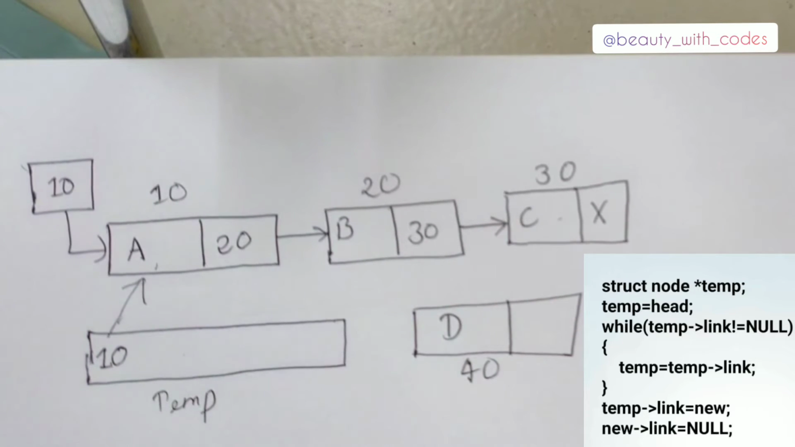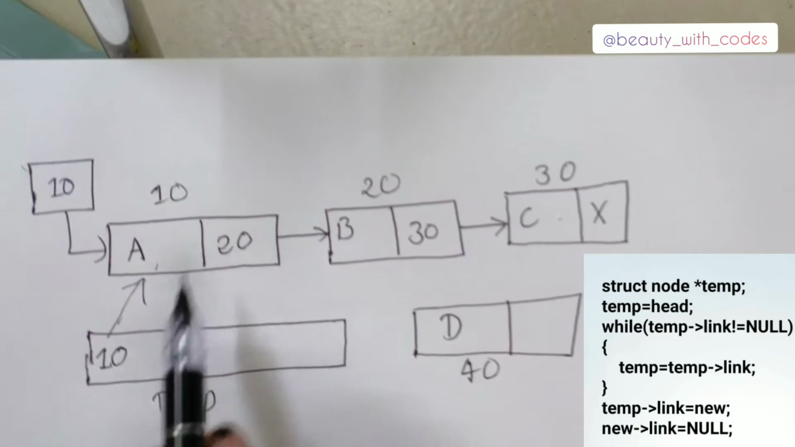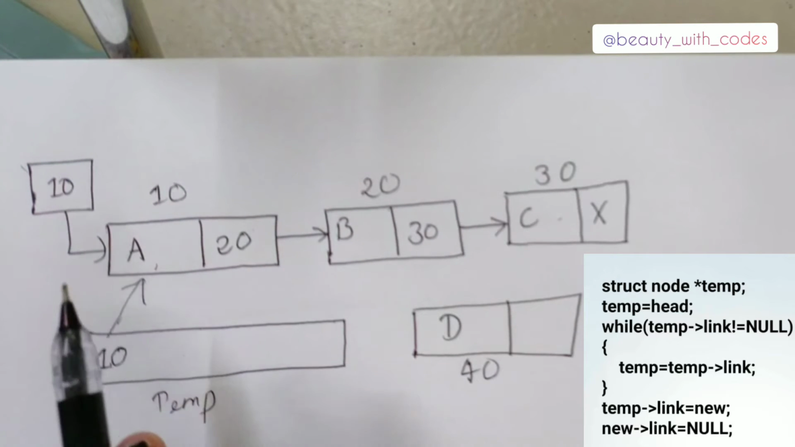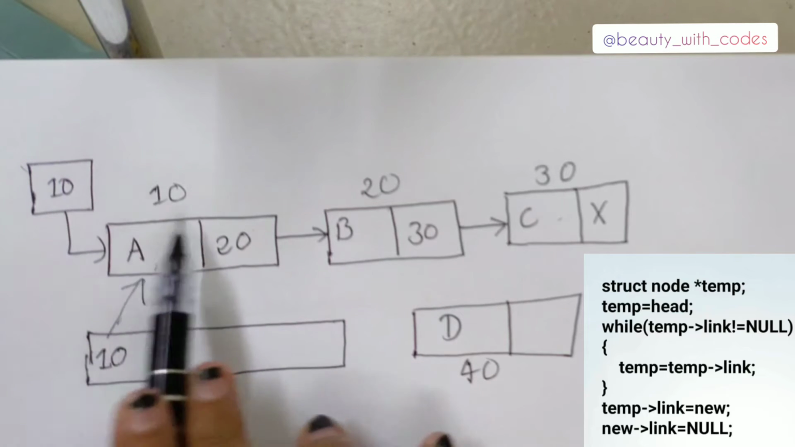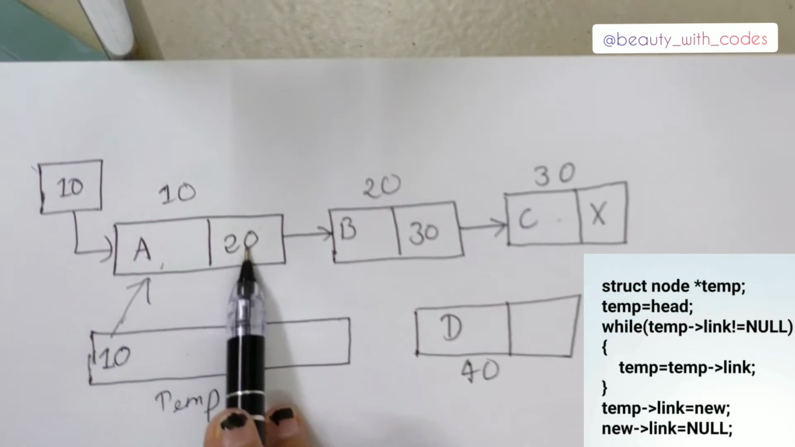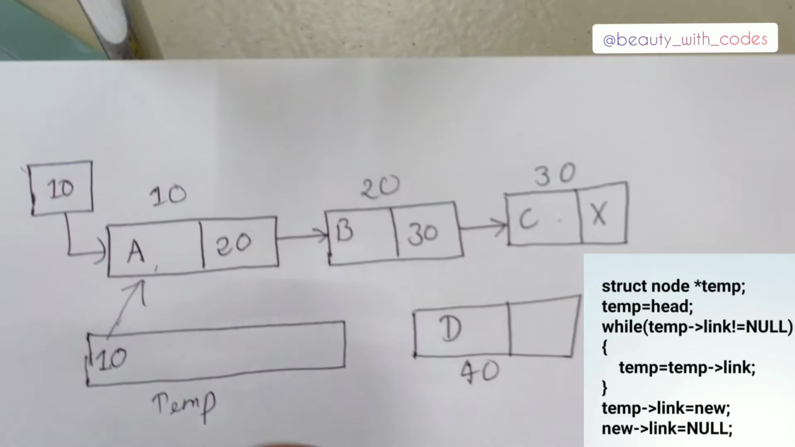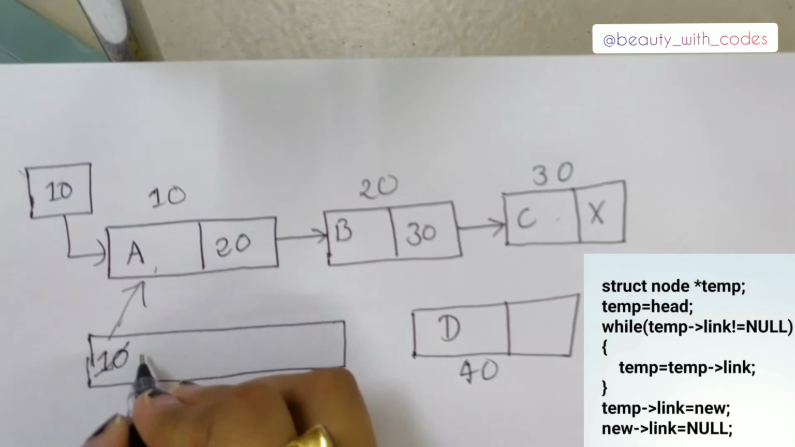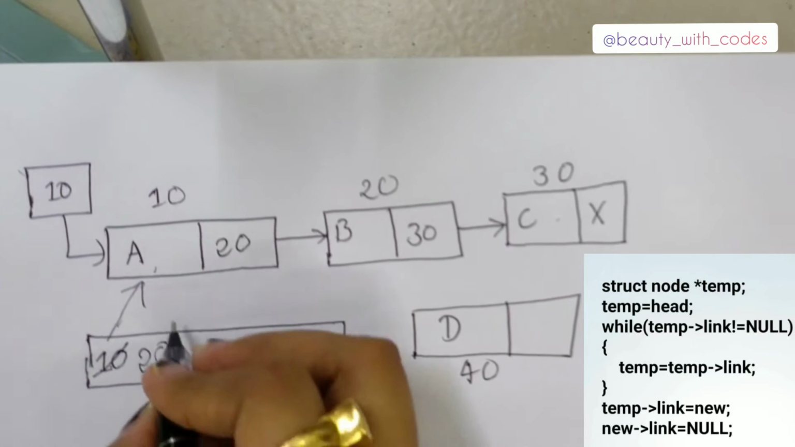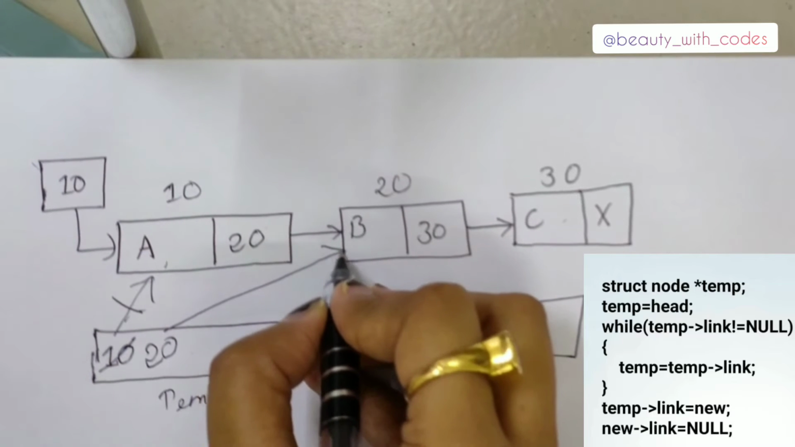Since link of A is not equal to null, check what the link of temp is. So link of temp is nothing but link of A, that is 20. Since 20 is not equal to null, temp is going to be temp of link. So yes, now temp is going to be 20. It means temp is no more pointing to A, temp is now pointing to B.